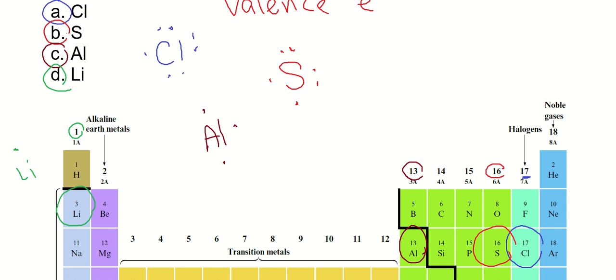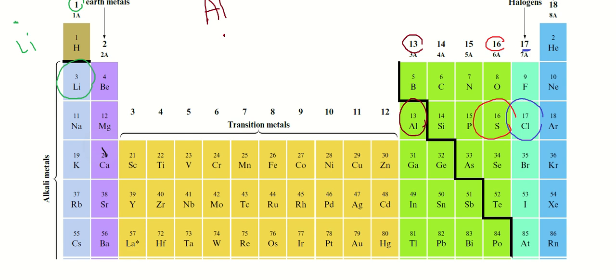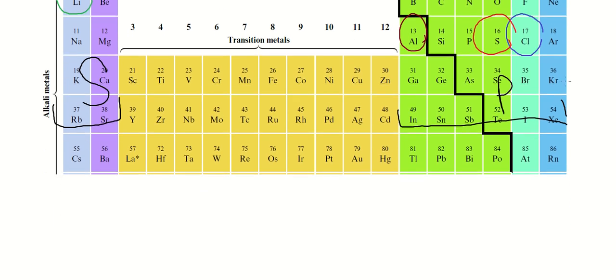Again, just to emphasize, all these elements have their final electrons in the s and p blocks. Based on which group it is, that's how many valence electrons, that's how many dots you're going to draw.